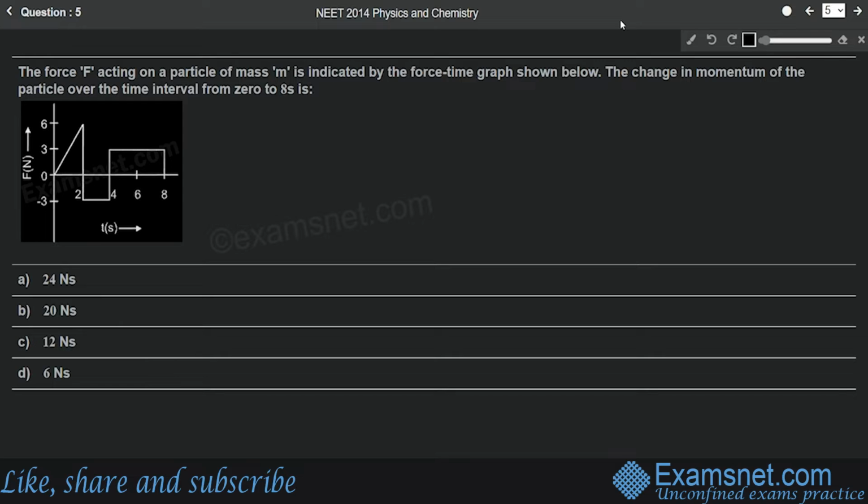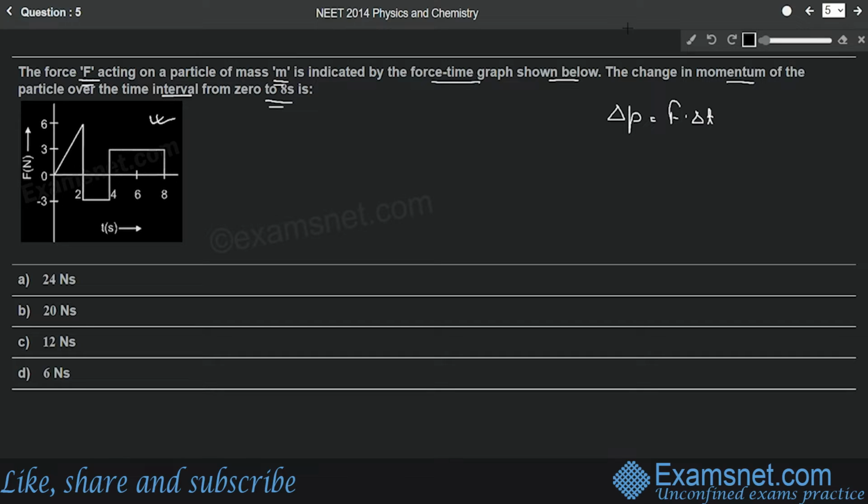Question number 5 is again from the chapter Laws of Motion, and the question is: the force F acting on a particle of mass m is indicated by the force time graph shown below. The change in momentum of the particle over the time interval from 0 to 8 seconds is. Okay, so we have to find the change in momentum, that means delta P, and that will be equal to force into change in time, F into delta t.